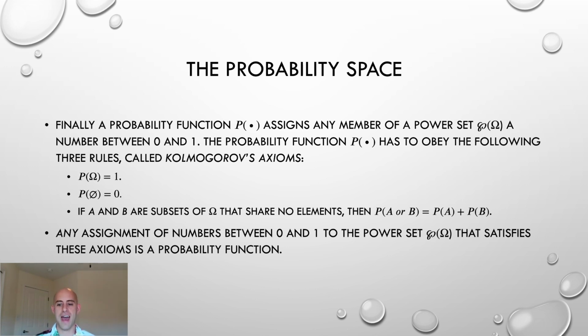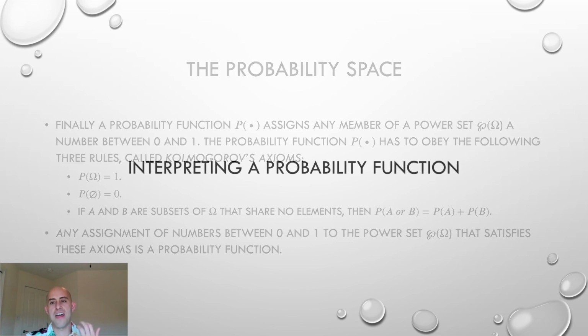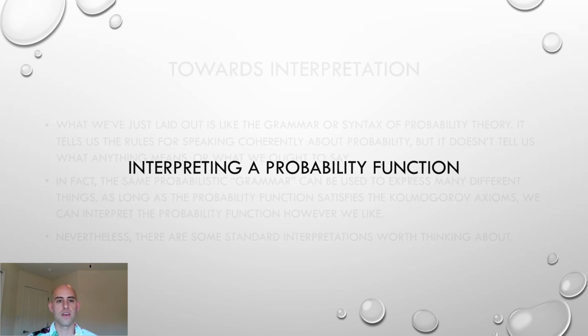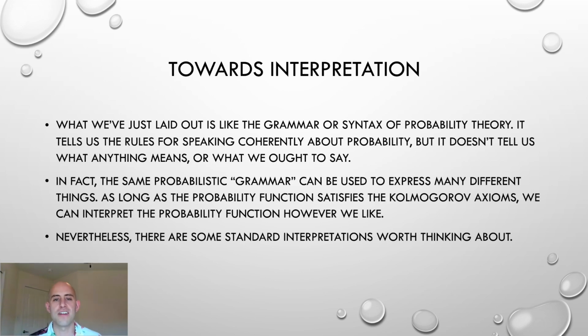So at this point, we have a lot of room in terms of what we can do with probability theory, right? And this is why we need to move to this question of how to interpret a probability function. So what we've just laid out is something like the grammar or the syntax of probability theory. It tells us the rules for speaking coherently about probability, but it doesn't tell us what anything means, and it doesn't tell us what we ought to say.